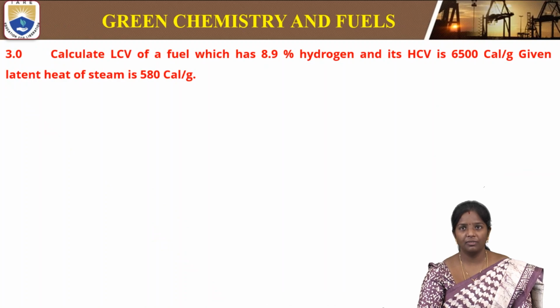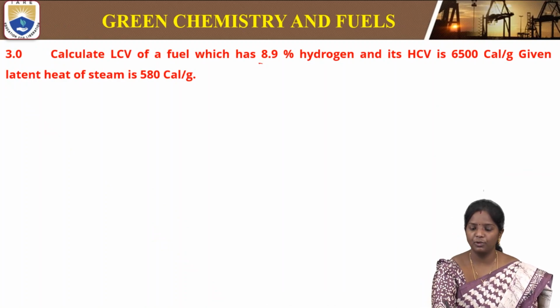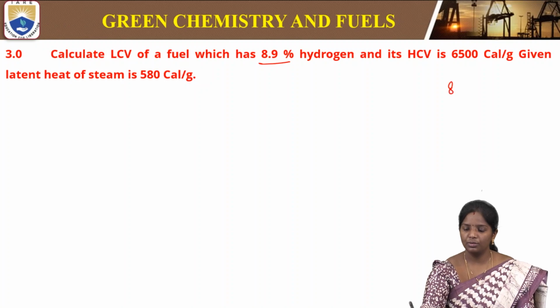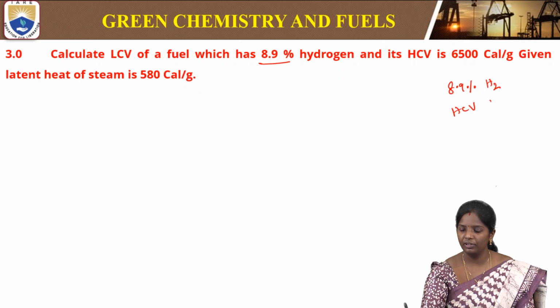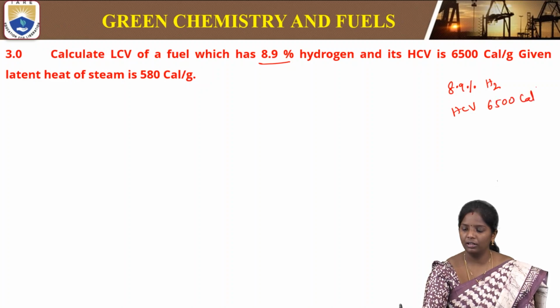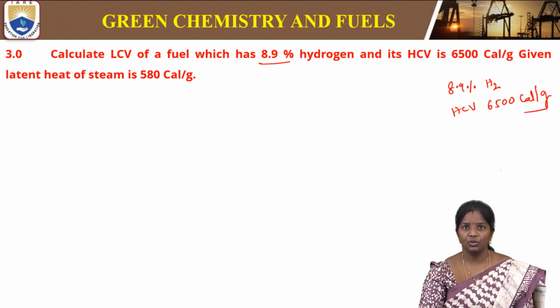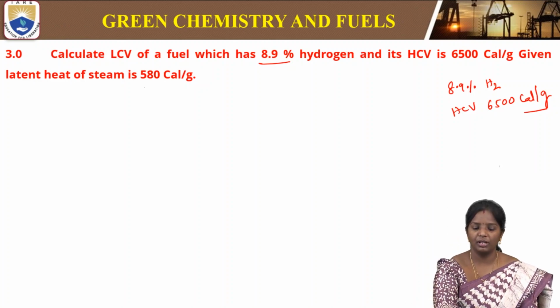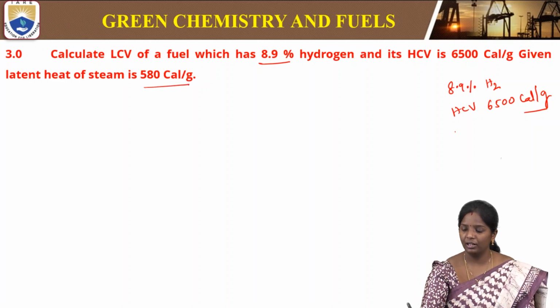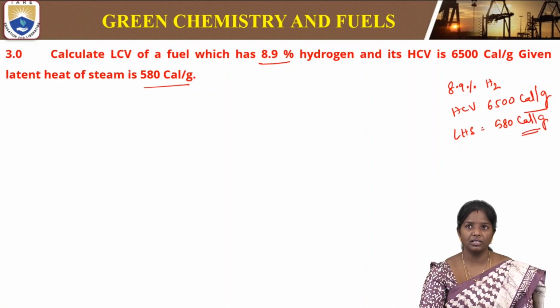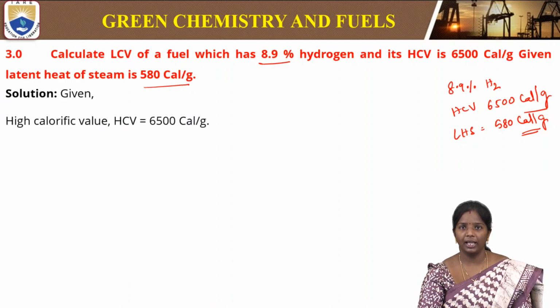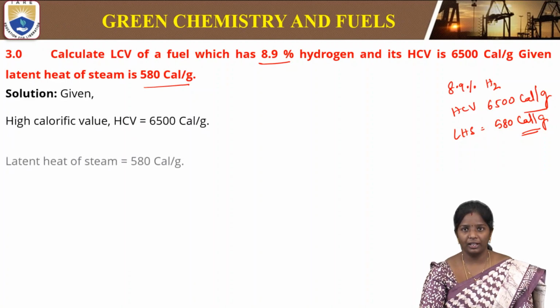Next, calculate the LCV of a fuel which has 8.9% hydrogen, and the HCV is given here. They have already given the HCV in calorie per gram, so we have to express the answer in calorie per gram. It is given that the latent heat of steam is 580 calorie per gram. We need not calculate the HCV in this case because it is already given. So now we will calculate the LCV, or the lower calorific value.